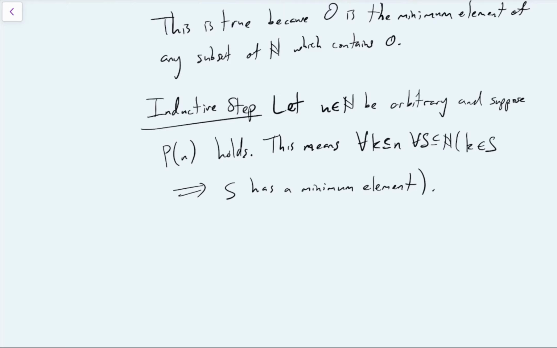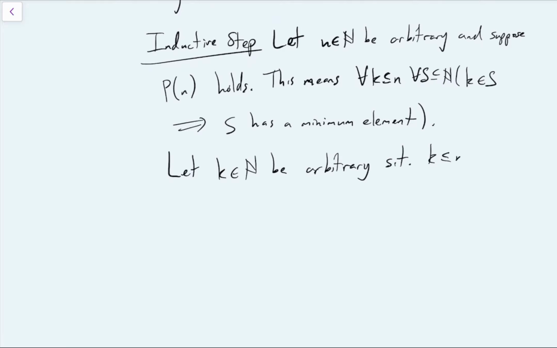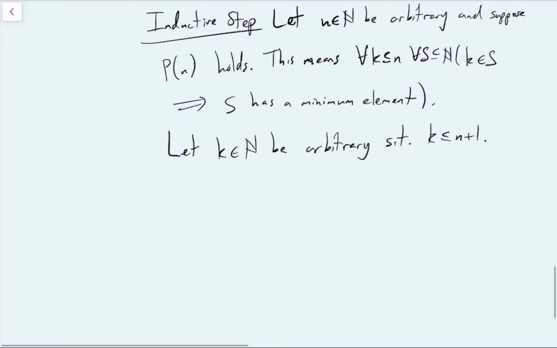All right, now I need to prove that P of n plus 1 is true. P of n plus 1 is the same statement where I just put an n plus 1 here instead of the n. And so if I'm going to prove a statement like that, I better choose an arbitrary k and prove it for that k. So to prove that P of n plus 1 is true, we're going to let k be arbitrary such that k is less than or equal to n plus 1. All right. Now I'm going to handle the rest of this in two cases. So case 1 is where not only was k less than or equal to n plus 1, but k was less than or equal to n. That's certainly some of the time.